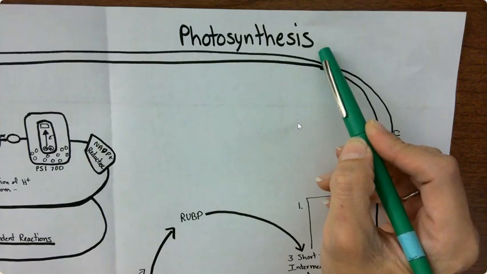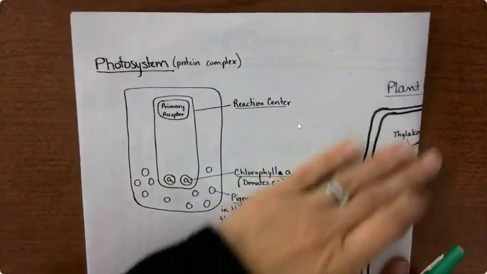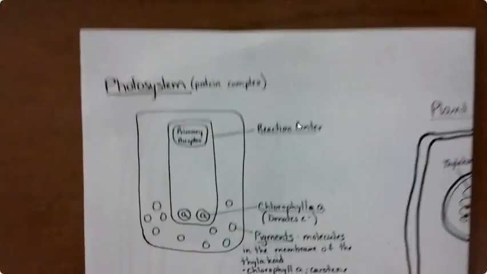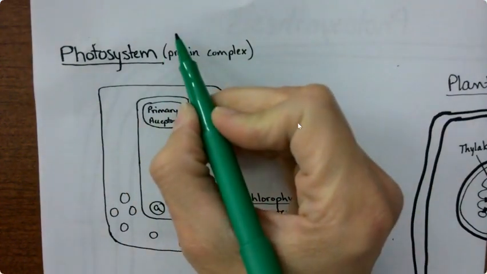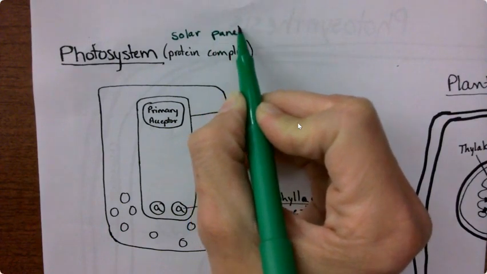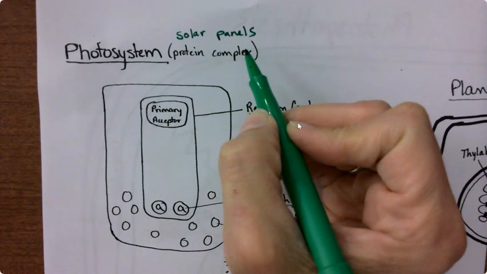This video is on photosynthesis, but we're actually going to start on the back of this video sheet looking at a structure that makes photosynthesis possible. That structure is known as a photosystem. A photosystem is a protein complex, and these photosystems kind of act like solar panels. They collect sunlight and help start to transfer it to chemical energy that we can use to make into sugars.